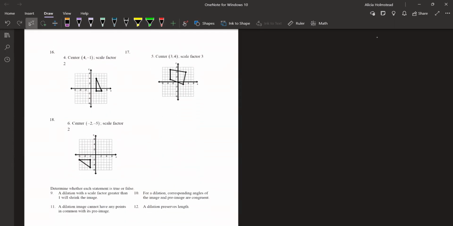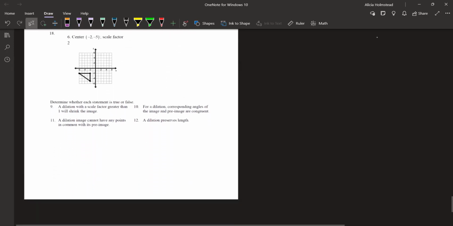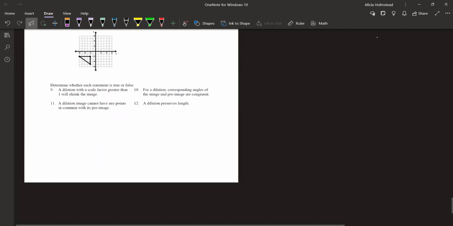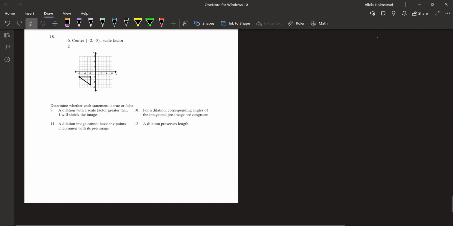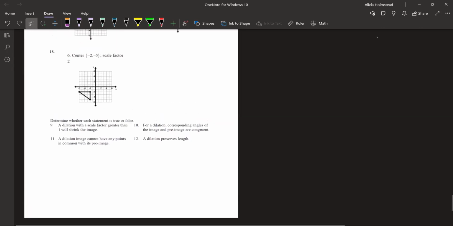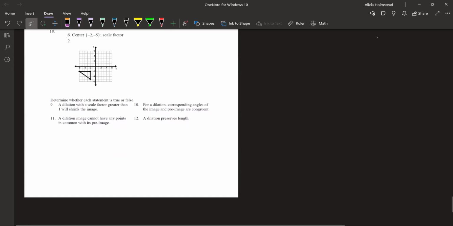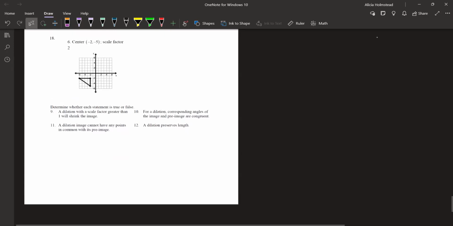Questions 16, 17, and 18 all have a center that's not at the origin. So you're going to need to apply what we learned at the end of the lesson. And then questions 9, 10, 11, and 12 are just true or false questions. So you'll just need to put a T or an F for each of those questions.